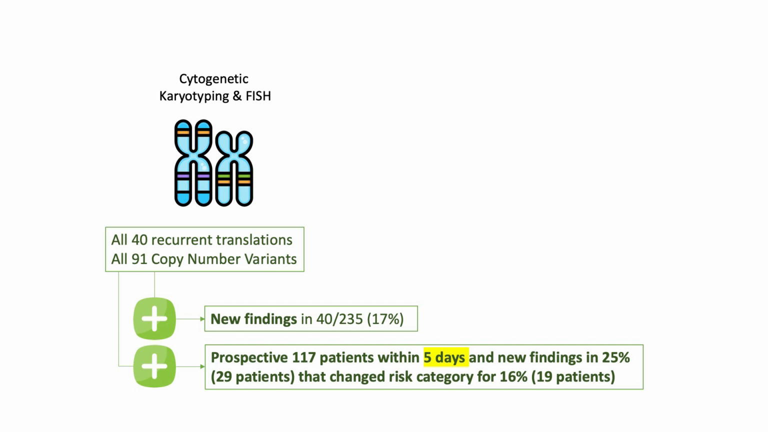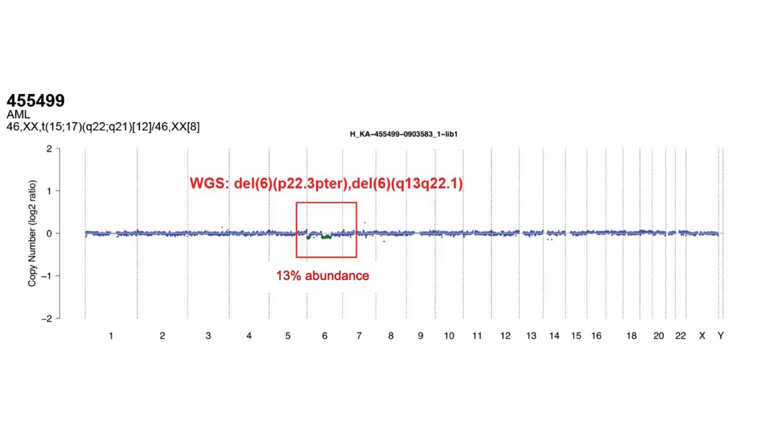All the 40 recurrent translocations and 91 copy number variants detected by karyotype or FISH were detected by this method, the low-pass whole genome sequencing. Not only that, they found completely new findings in 17%. And in the prospective cohort, in 19 patients, or 16%, they changed the risk category using something that's missed by karyotype or FISH. So this is huge news, even in what we know today as biomarkers.